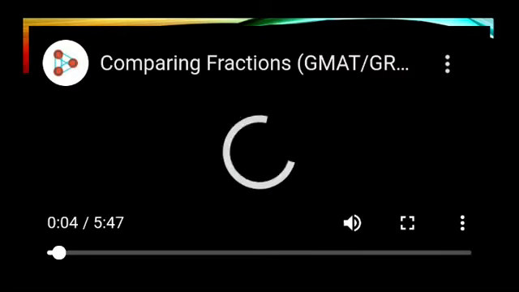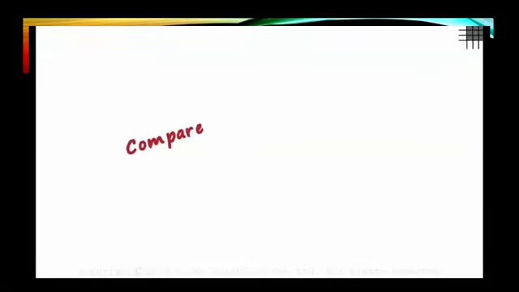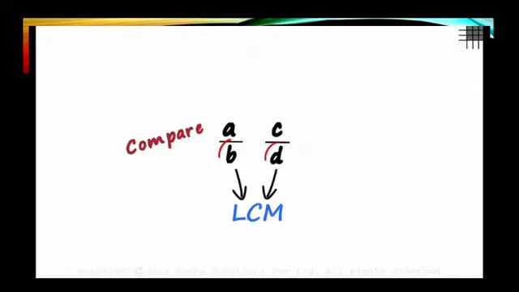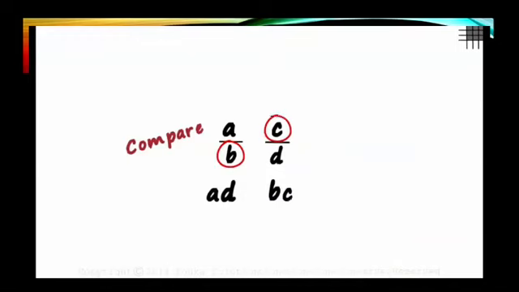Let us see a video. We will compare two fractions. Let's say the two fractions are in the form A by B and C by D. One way in which we can compare them is by making their denominator same. Once we make the denominator same, the fraction with the higher numerator is the bigger fraction. But that's a long process and involves calculation of the least common multiple of the denominators. Instead, it's a better idea to compare the product of A and D with the product of B and C.